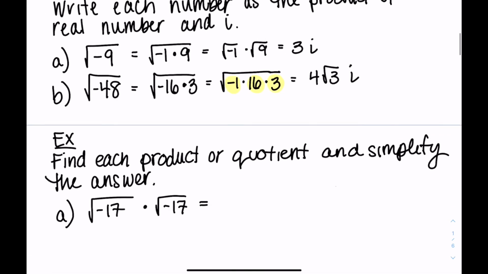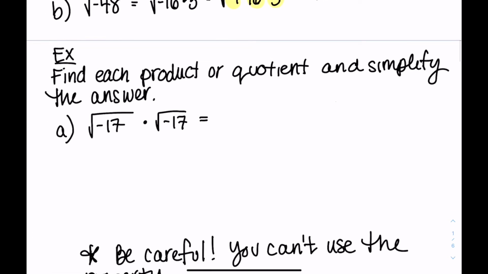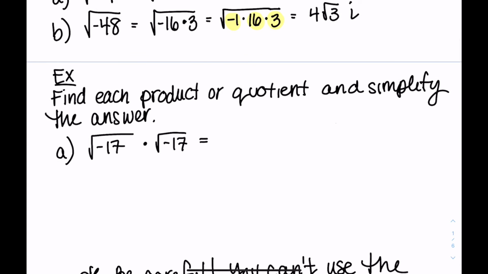So we can do the same type of things. We can still multiply, divide complex numbers. We can FOIL stuff out, but you have to be a little bit careful when you go through that process. So here, if we want the square root of -17 times the square root of -17, it's going to be really natural for you to just want to multiply what's underneath first. And then if you try to do that, it's going to make that negative disappear, because the minus times the minus will give you a positive.